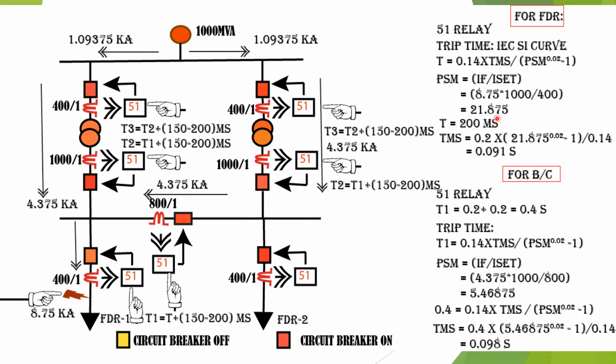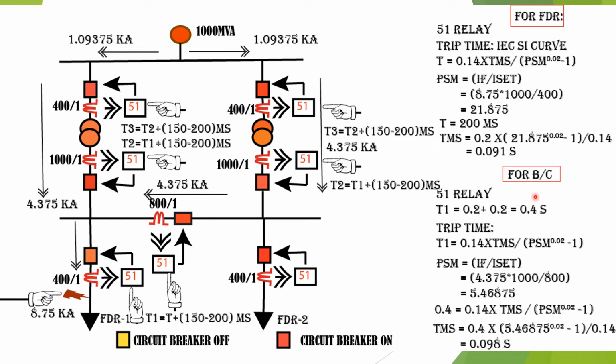Here the PSM is given by fault current divided by current setting. The current setting at the relay is 1 ampere in terms of the secondary value. In terms of primary value, the current setting is 400 ampere since the CT ratio is 400 by 1. So the value of the PSM is 21.875. So the TMS value comes from this formula as 0.091 second. So the value of the TMS for the overcurrent relay for the feeder is 0.091 second, for the trip time to be 200 millisecond for maximum fault condition.